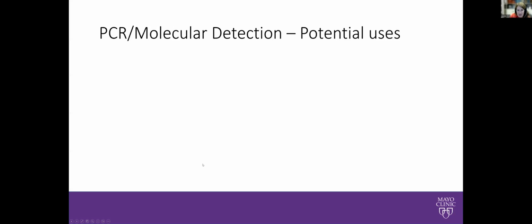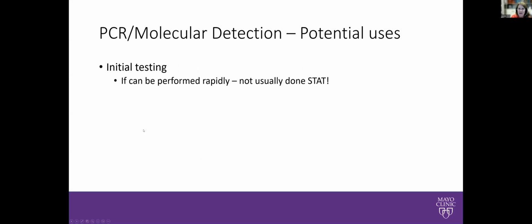Now, what about PCR, you may be asking, or other molecular methods like LAMP? Well, they could be very useful. They're often highly sensitive. They could be used for initial testing if you can perform them rapidly. And remember, malaria has to be performed on a stat basis. Unfortunately, many parasitology labs don't offer this test at all. If they do, they're probably a larger center, and they often will batch the tests. So they're running them only at certain times of the day, maybe only on certain days. So that's not appropriate for care. So then it really is more of a confirmatory test.